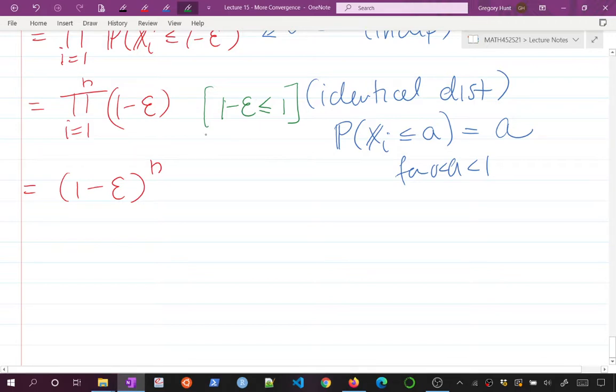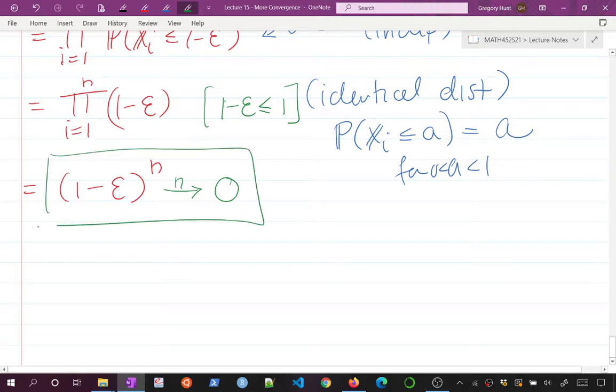then this thing, surely, as n gets large, goes to 0. Because we're going to get 1 minus epsilon, which is some number between 0 and 1, and we're going to raise it to higher and higher powers. And eventually that's just going to get to 0. It's like, 1/2 squared is 1/4, 1/2 cubed is 1/8, 1/2 to the 4th is 1/16. It goes smaller and smaller. So any number between 0 and 1, if I raise it to higher and higher powers, is just going to shrink. And so this thing surely shrinks down to 0.